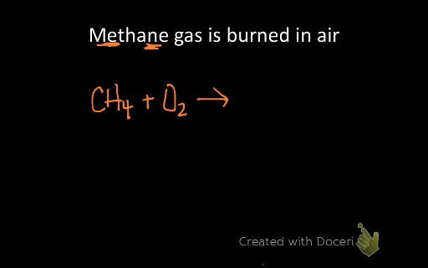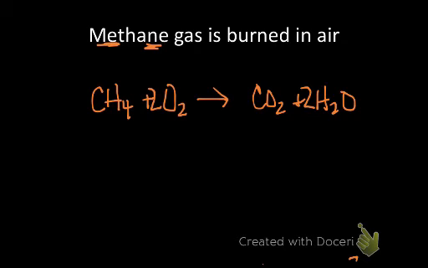So you should recognize this one as a combustion reaction. And we know when you have a combustion reaction, our products are CO2 plus H2O. Our next step is to go through and balance. This is a fairly simple combustion reaction to balance. We only need a 2 in front of the oxygen, and we need a 2 in front of the H2O.